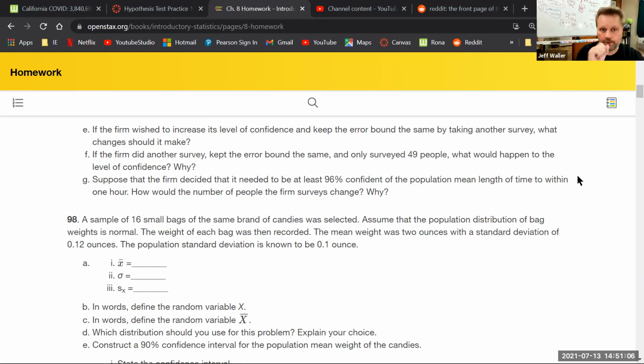N. Good. Didn't we create a formula to solve for N? Yes. It's N equals Z squared, sigma squared over E squared. Yeah. There you go. That's what you want to use here now.